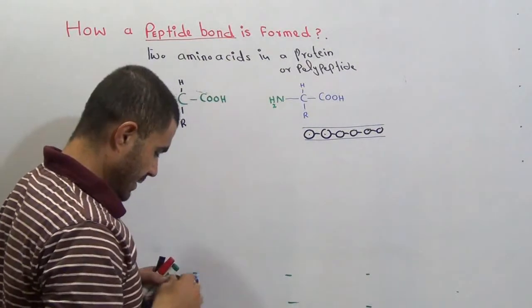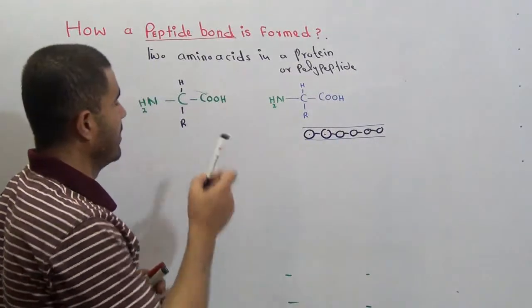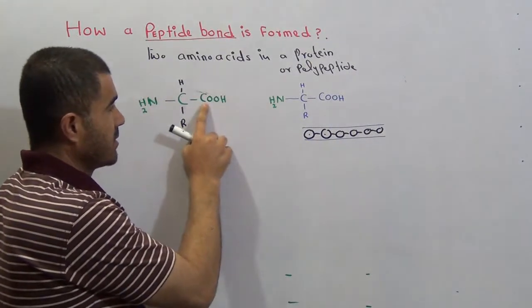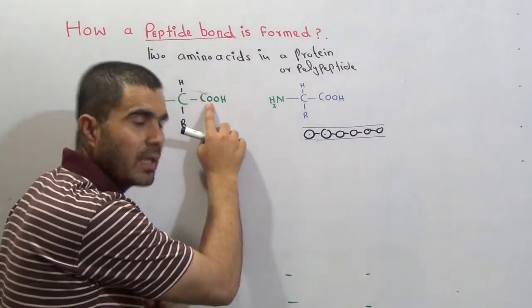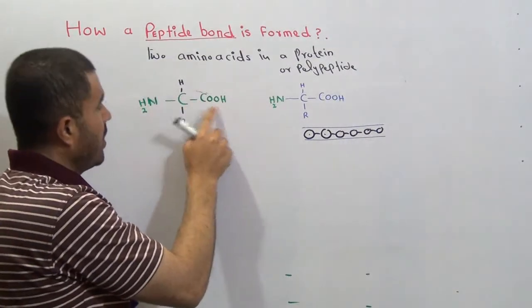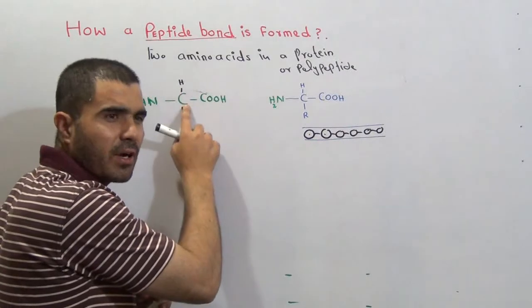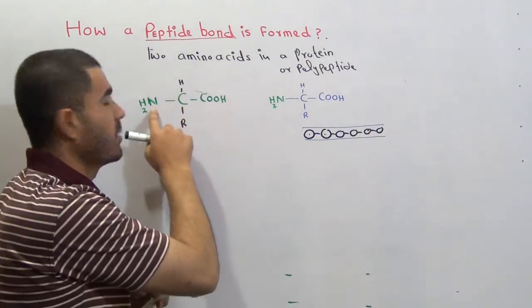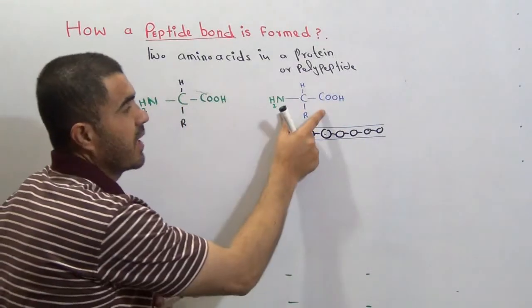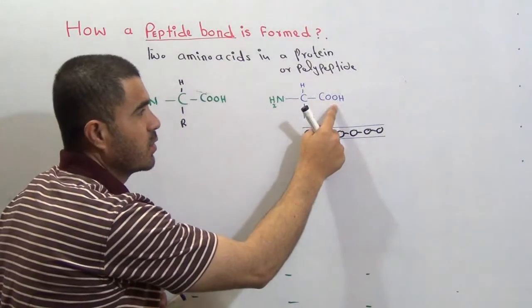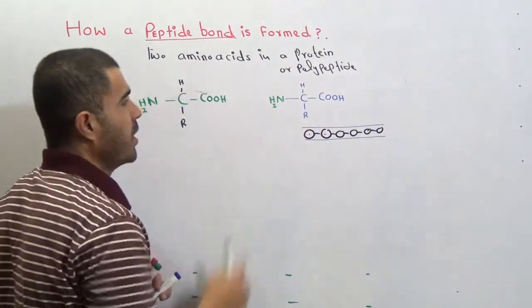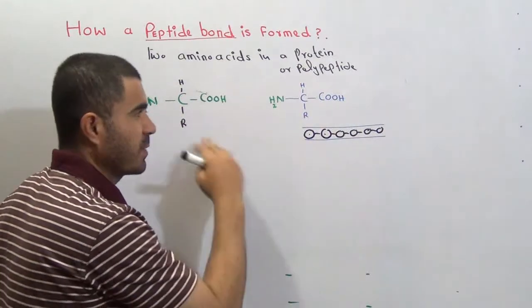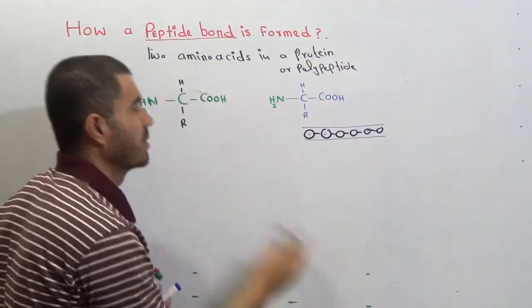In order to understand that topic, I will write that one amino acid has a carboxylic group on its right side of the alpha carbon, or the central carbon, and an amino group on its left side. This is another amino acid with its carboxylic group and amino group, hydrogen and variable group R.